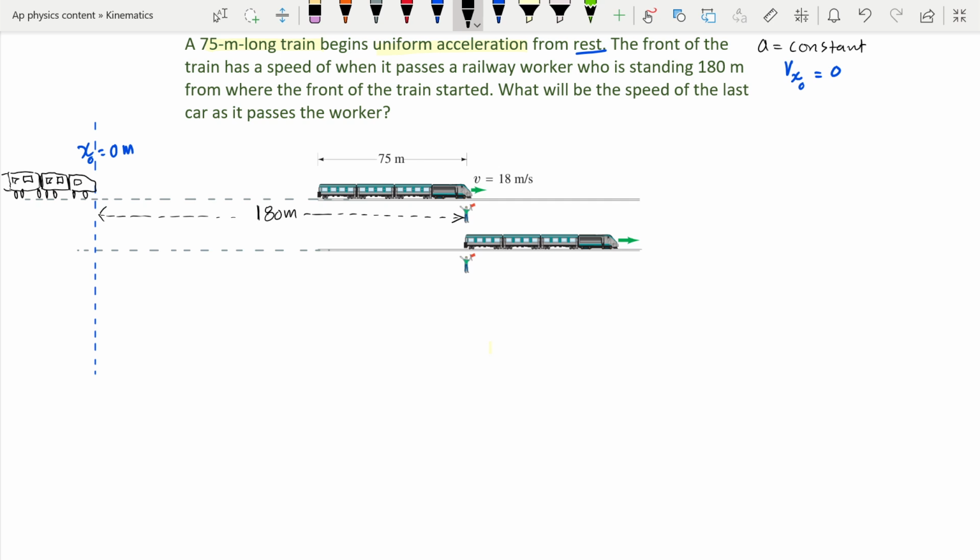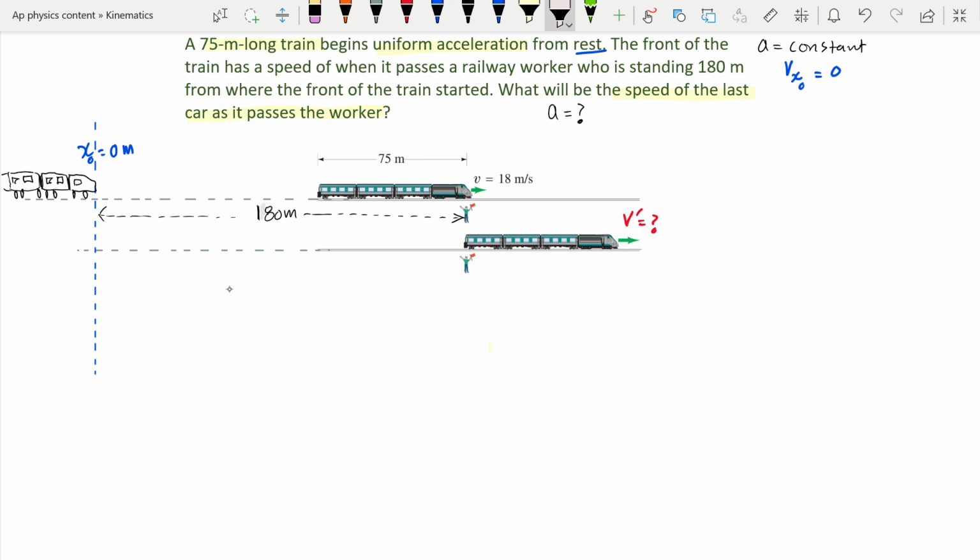Okay, and in this question what we have to find out is the speed of the last car as it passes the worker. It means the speed of the train when it will pass. So we can say this is an unknown value, but remember, before you find this, you must know the value of the constant acceleration. So first of all, we will work on this.